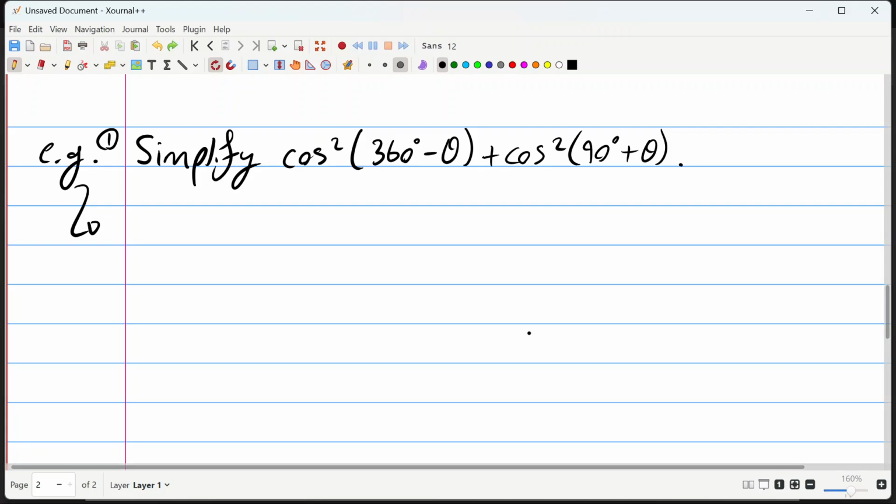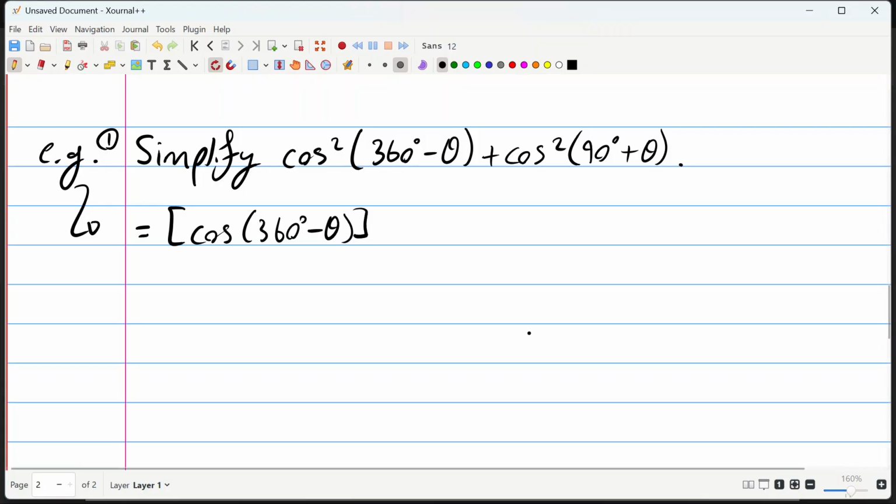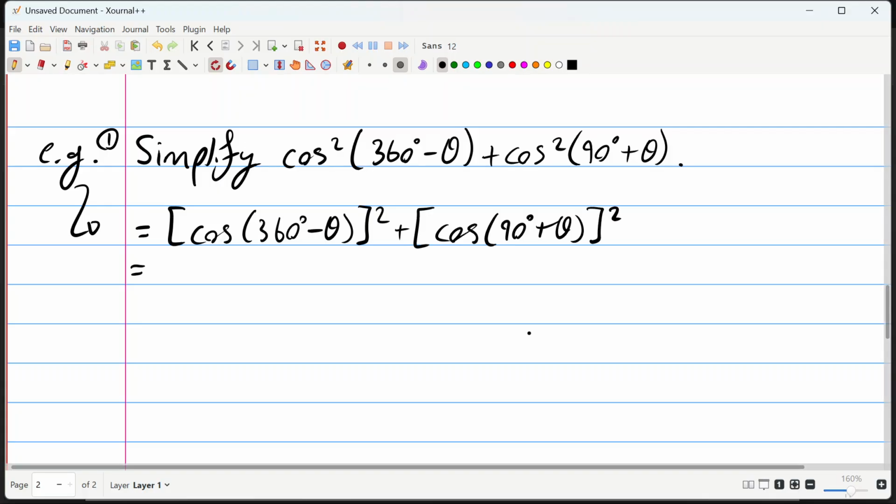But what if I told you that with these trig functions, we can just take the whole thing, and we know that this square is actually affecting the entirety of the trig function. We just take the square outside, so we'll be left with cos of 360 degrees minus theta, all squared. This is what it actually looks like with the square. We do the exact same thing with the other one: cos of 90 degrees plus theta, and then we square it. Now we can deal with the inside alone, so we don't have to stress too much.